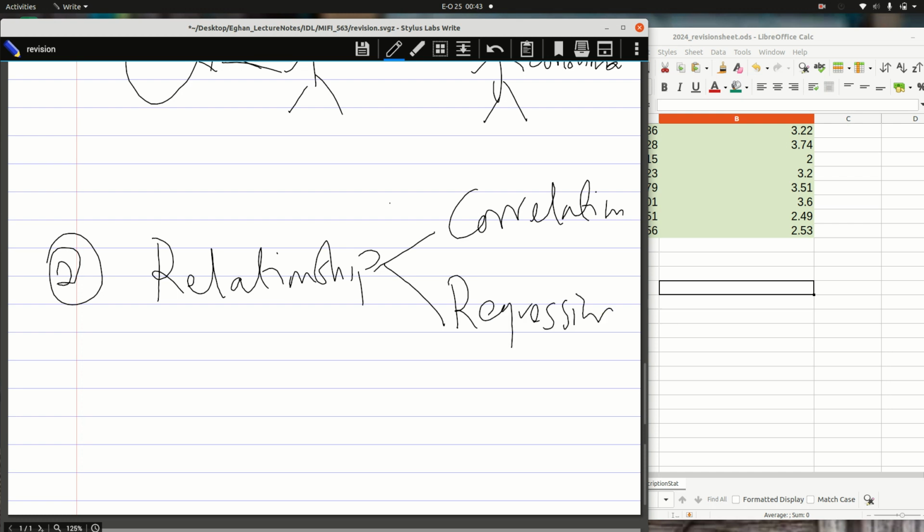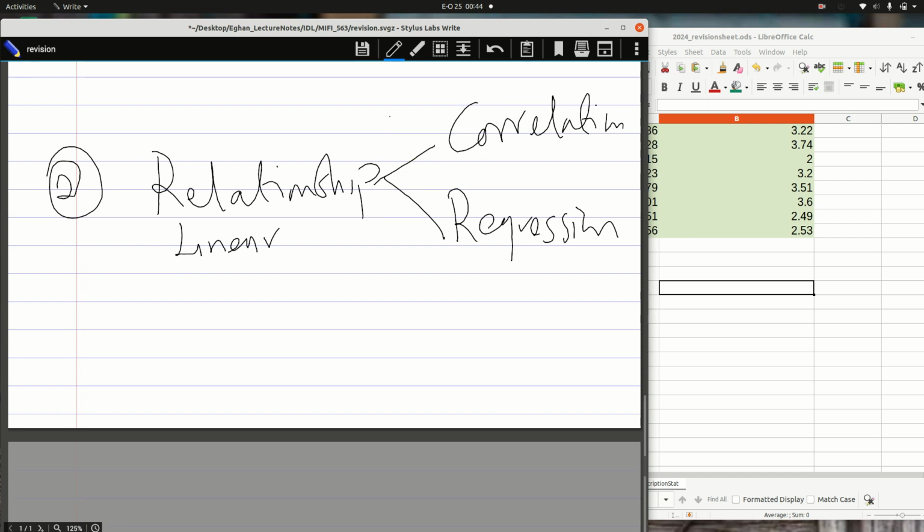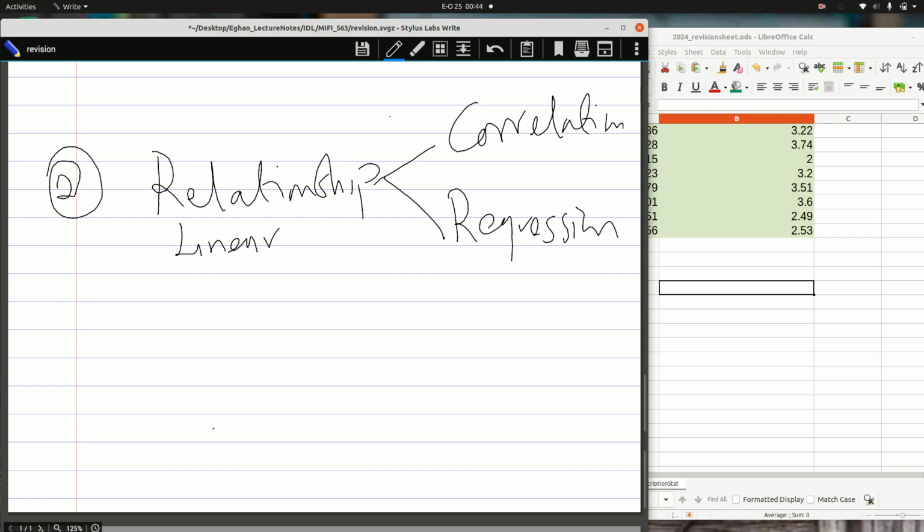Linear correlation, linear regression. There are other forms of relationship. It can be logistic, it can be nonlinear, and so on. But our focus will be on the linear relationship that exists between two or more variables. Correlation, if I draw a scatter plot, I can view correlation in a scatter plot. I have my x and then my y.